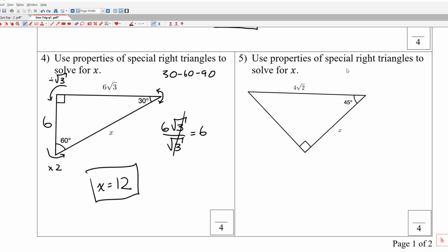This is a different type of triangle. This is a 45, 45, 90 triangle. Again, those are the interior angles. You might say, you left one off. Well, there are 180 degrees in a triangle, so you can add these up and figure out that that is 45 degrees here.